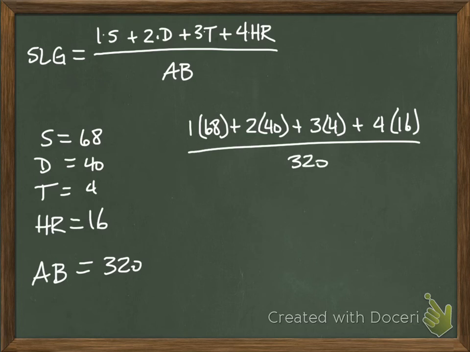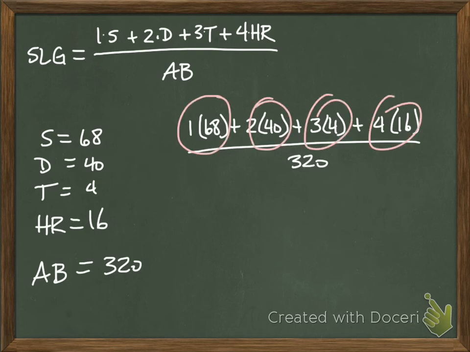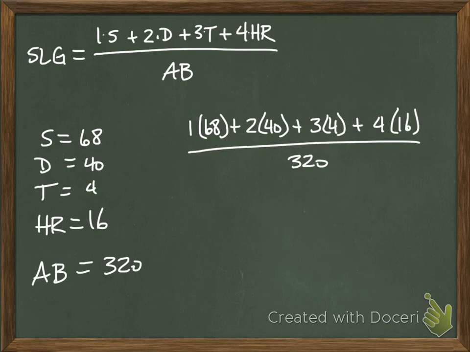And because of order of operations, our dear friend PEMDAS, remember you have to multiply before you can add, so you do all those first, and then you add them up. Okay, so I have 68 plus 80 plus 12 plus 64 divided by 320.